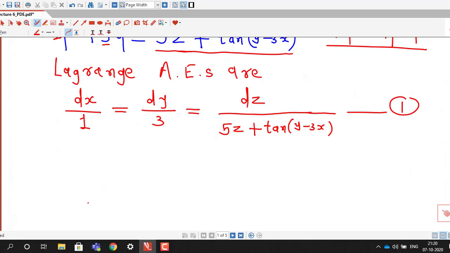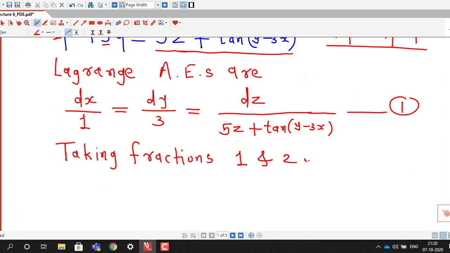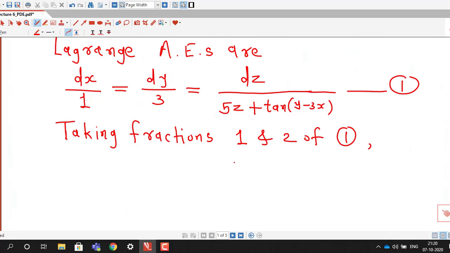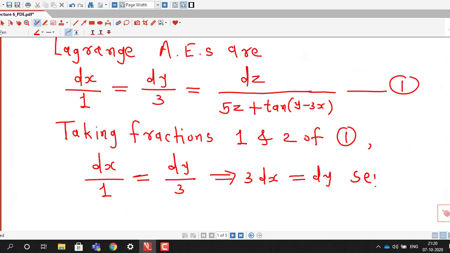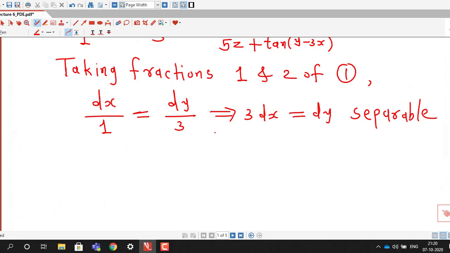So one solution is possible by directly comparing fractions. Taking fractions 1 and 2 of the Lagrange auxiliary equations, we have dx divided by 1 equal to dy divided by 3, or this we can rewrite as 3 dx equal to dy, and this is a separable ordinary differential equation of first order. And we know how to find this integration. The solution of this equation can be obtained directly by integrating both sides with respect to x and y.